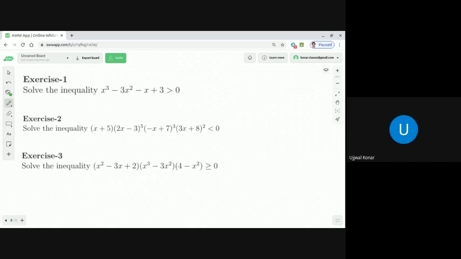Okay. So these are the 3 exercises. You need to solve them and send me your solution before we start our class on Monday. Correct, students?